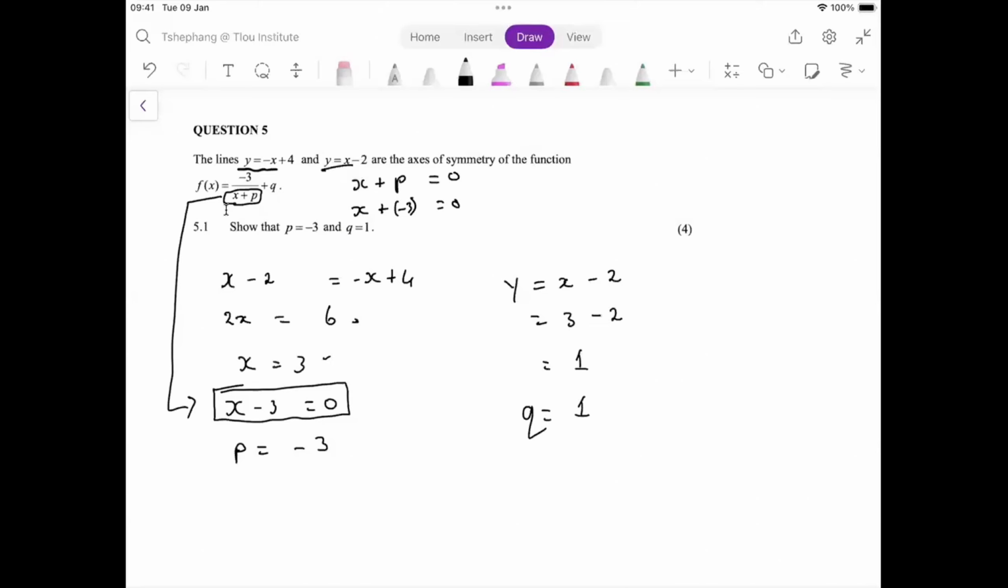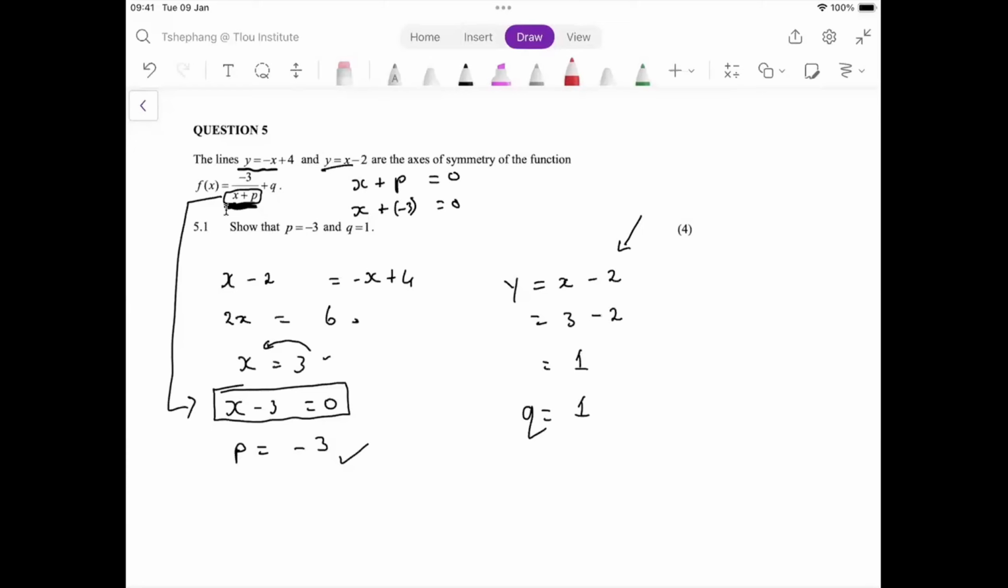Now, if x is equal to 3, I decided to take the 3 over to the left-hand side so that I have x minus 3 is equal to 0. It's the same relationship as x plus p is equal to 0. And hence, I said that p is going to be -3. After that, I took that p-value and I substituted in the second equation. If you wanted to substitute in the first equation, that's perfectly fine. You're still going to get q to be +1.